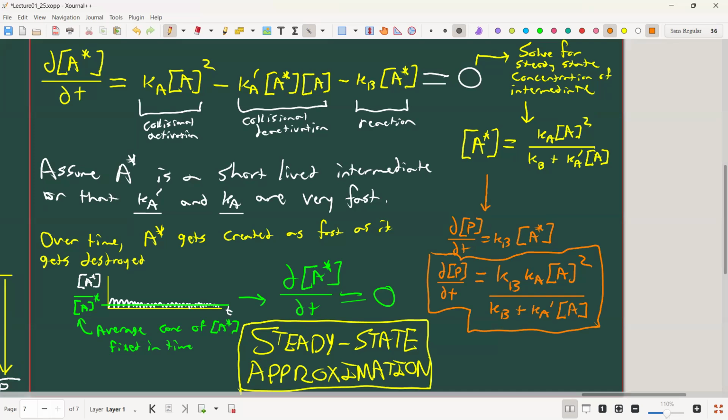Right, so we have in the numerator something that looks second order. This is the collisional activation rate times the product formation rate, some new rate here that's product, times the concentration of A squared. And then we've got this denominator that has something to do with the collisional deactivation. It's called Ka prime A, right? So we're going to have to think a little bit about what this looks like at different values of these different parameters. It's going to be different limiting cases.